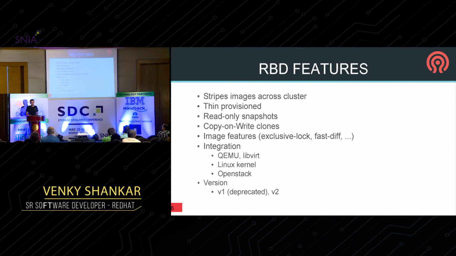And RBD provides read-only snapshots and copy-on-write clones. This is the feature that makes it extremely useful for cloud deployments. It's one of the main choices of storage for OpenStack. It's funny that someone yesterday didn't mention Ceph at all in the OpenStack talk, but it's the choice of storage for OpenStack. You have snapshots and copy-on-write. With snapshots, you have your image in your virtual block device, and you can take snapshots, which are a point-in-time view of your image.